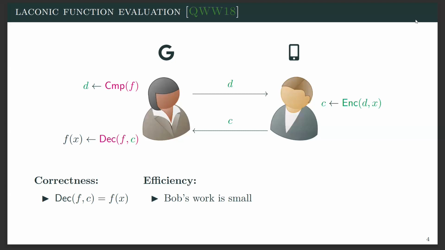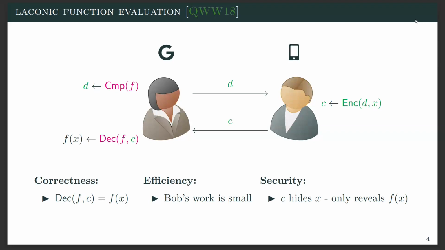And for efficiency, we want Bob's work to be small. So marked here in green, you will see that the digest and the size of the ciphertext are all small, and also the time for running the encryption procedure should be small. But as there's no such thing as a free lunch, Alice will have to do some extra work. That's marked in red, so the compression function and also the decryption procedure will be costly.